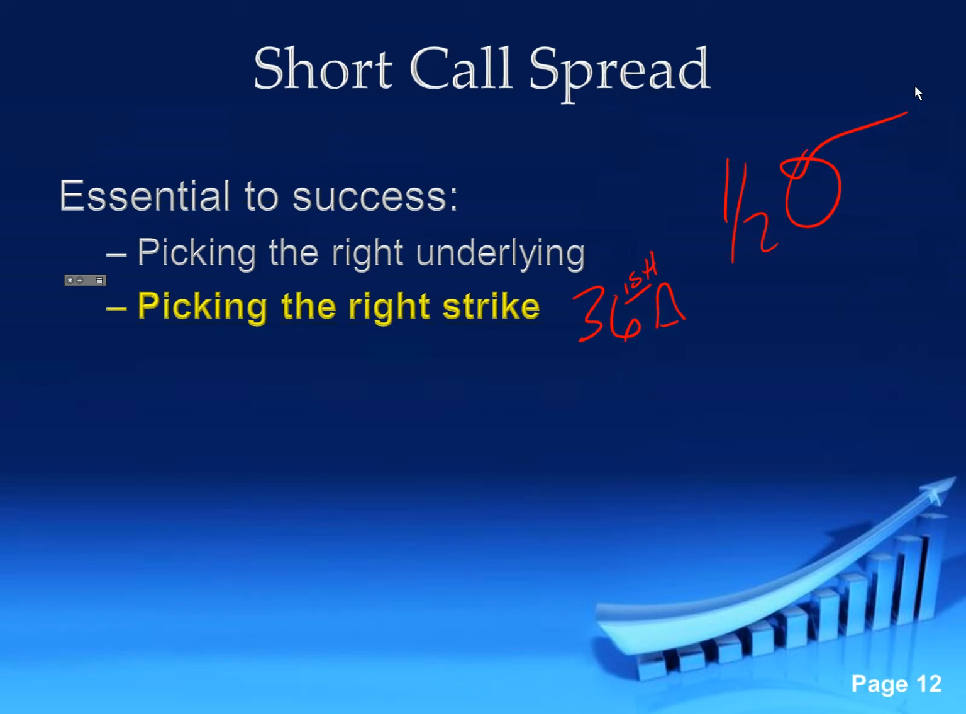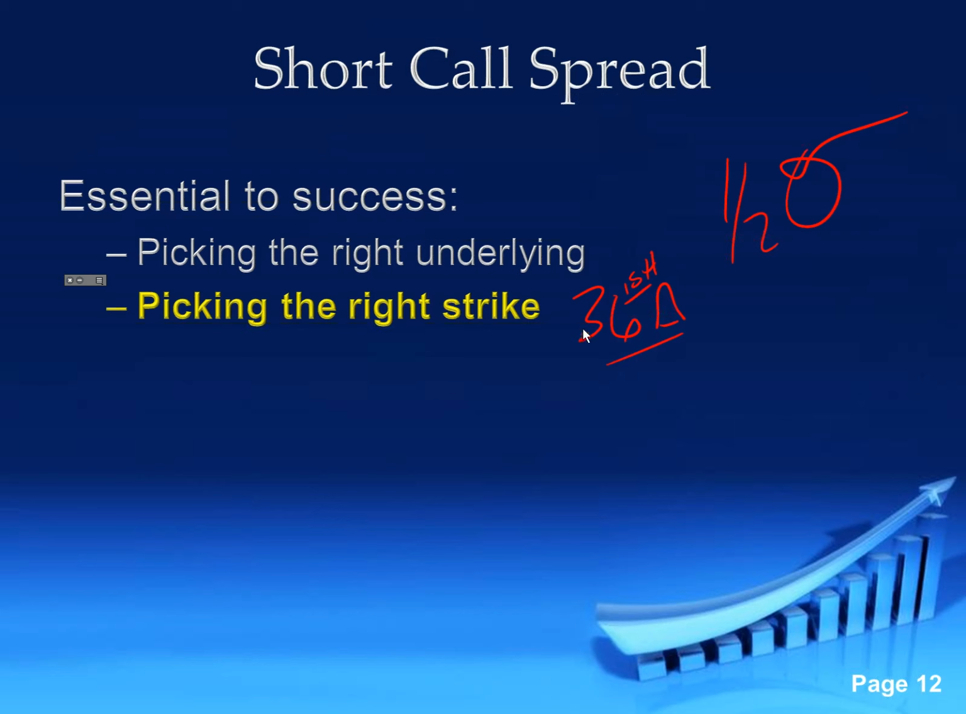And basically that 36 delta is about a 36% probability of being in the money, which equates to about a 64% probability of being out of the money. So that's pretty good probabilities when we're doing that.